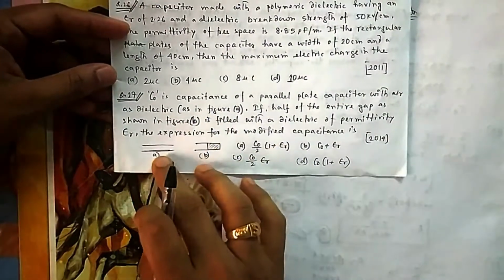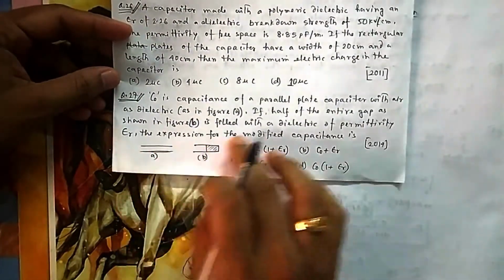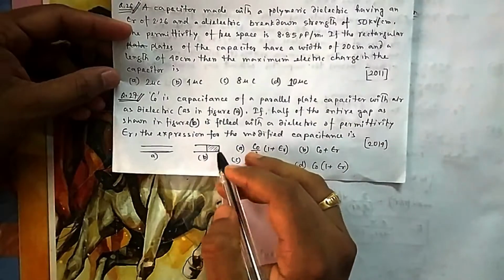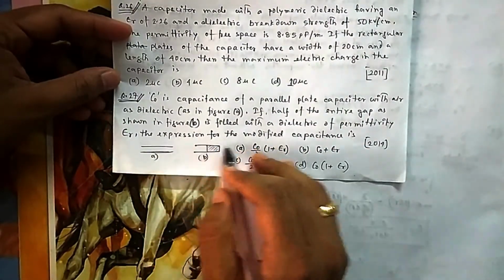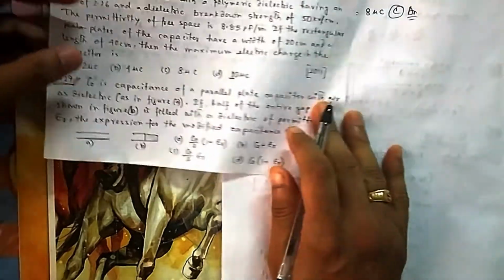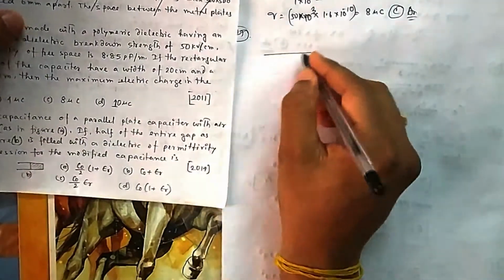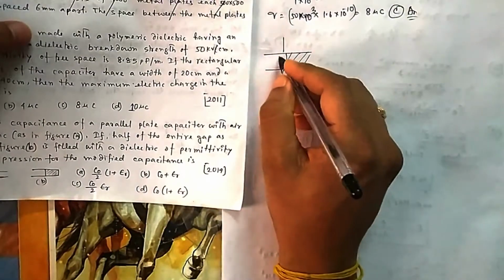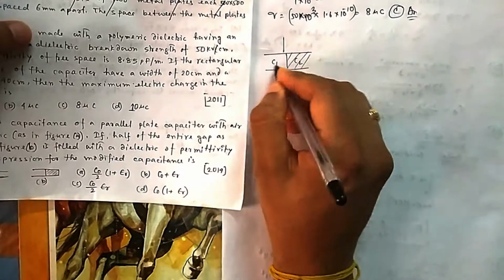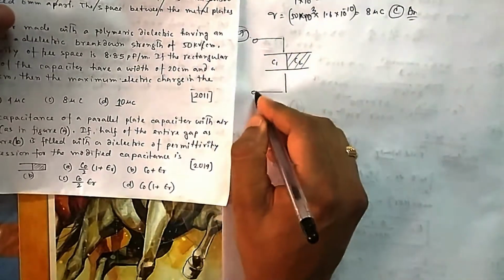Now if you come to 27, C0 is the capacitance of the parallel plate capacitor where there is no dielectric, as shown in figure A. So this is the capacitance C0. If half of the entire gap is filled with dielectric epsilon R, what is the expression of the modified capacitance? So now you can see it will be two capacitances. Both these capacitances will be connected in series or parallel? This is one capacitance C1, this is C2. You can see between these two terminals, these are parallel.